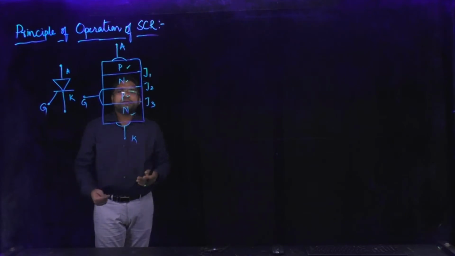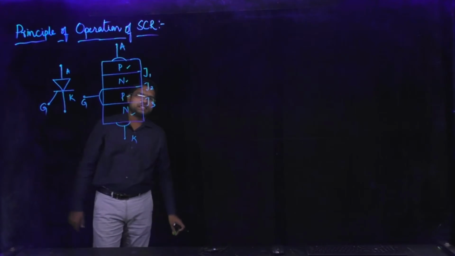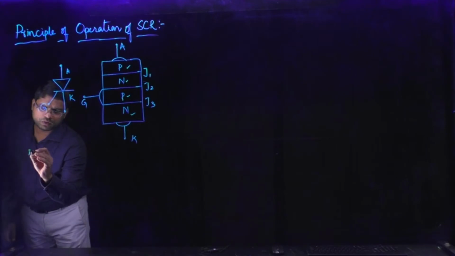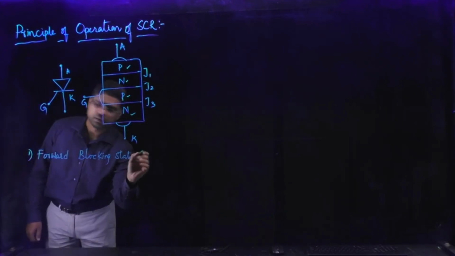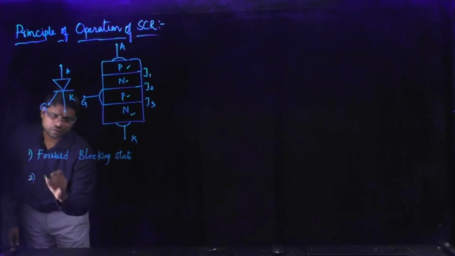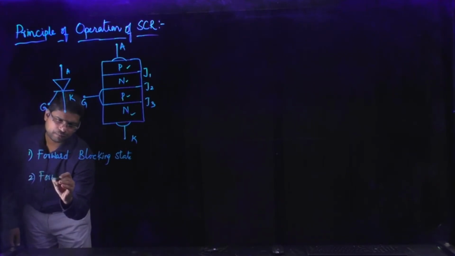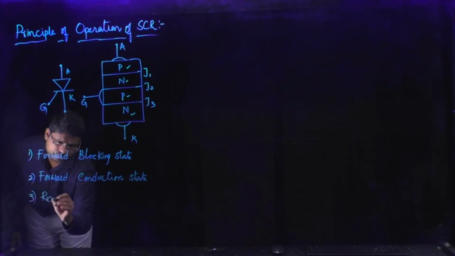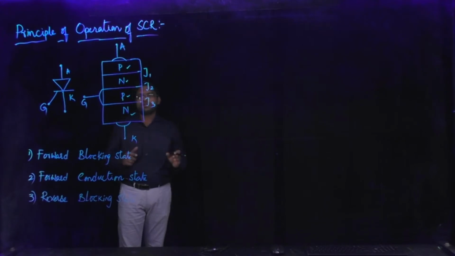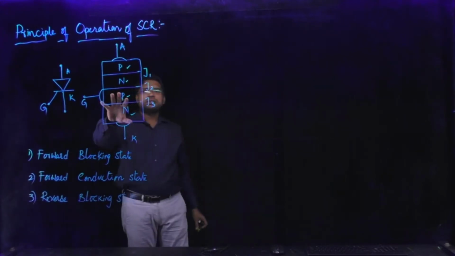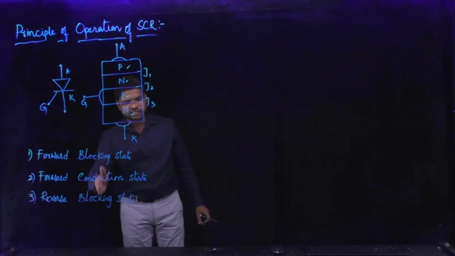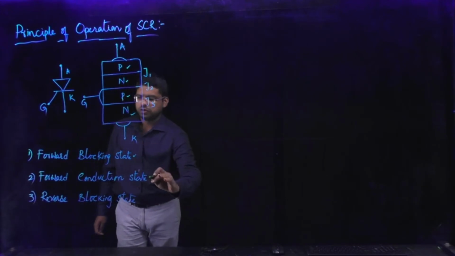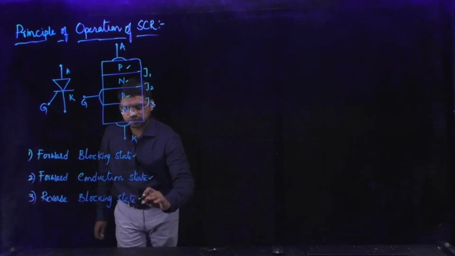Now I would like to explain the principle of operation of SCR with the help of 3 states. Number 1, forward blocking state. Number 2, forward conduction state. And number 3, reverse blocking state. The principle of operation of SCR can be simply understood with the help of these 3 states of operation. Number 1, forward blocking state. Number 2, forward conduction state. Number 3, reverse blocking state.